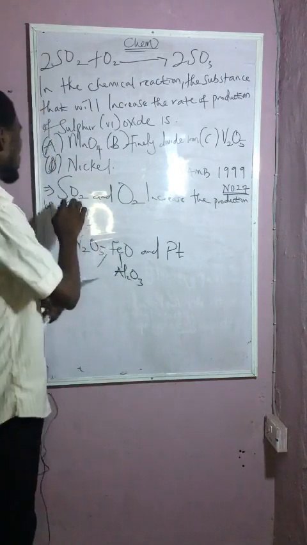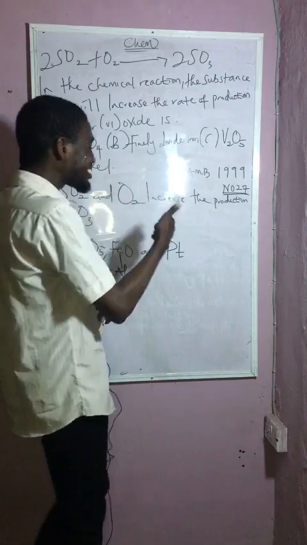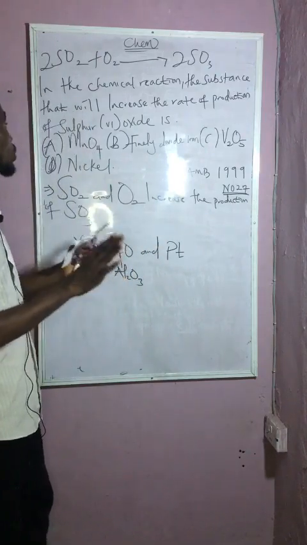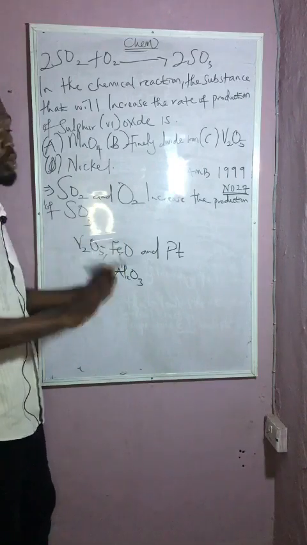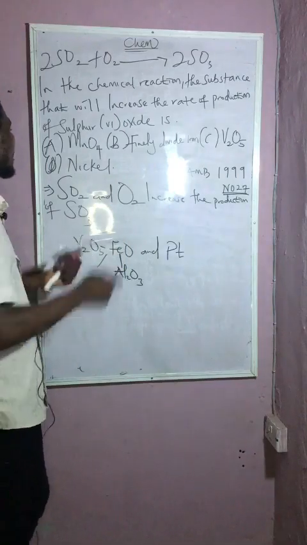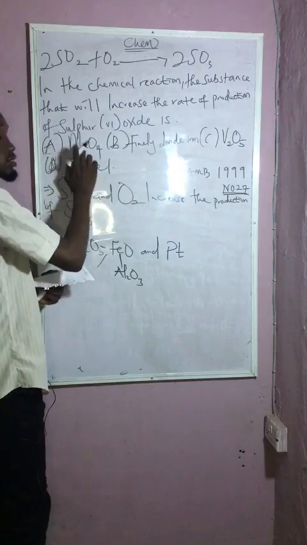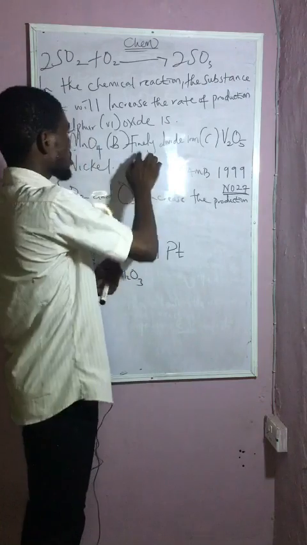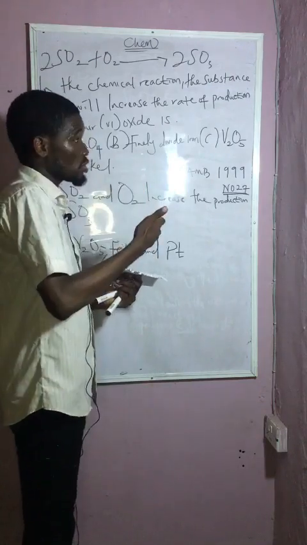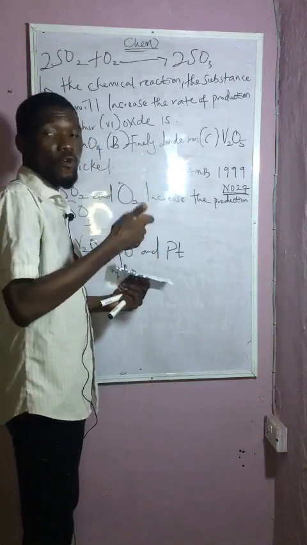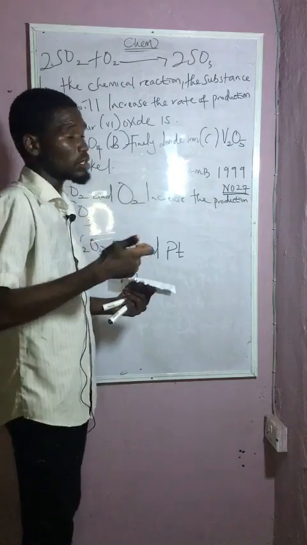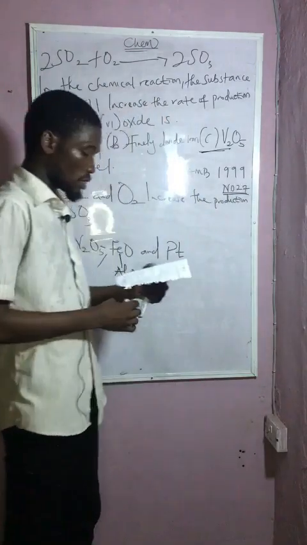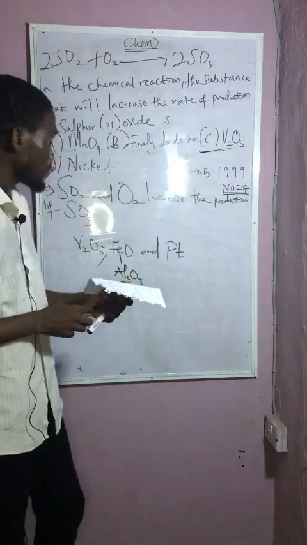So now class, SO2 and O2 increases the production of what? SO3. From the question, the rate of production of sulfur oxide is what? This is not there, because this is used for the Haber process of ammonia. So our answer is what? Vanadium 5 oxide.